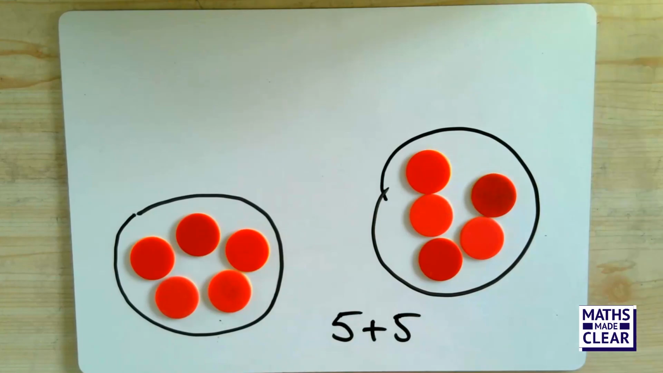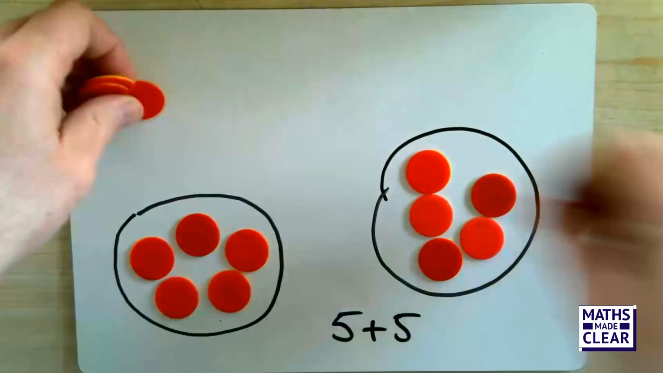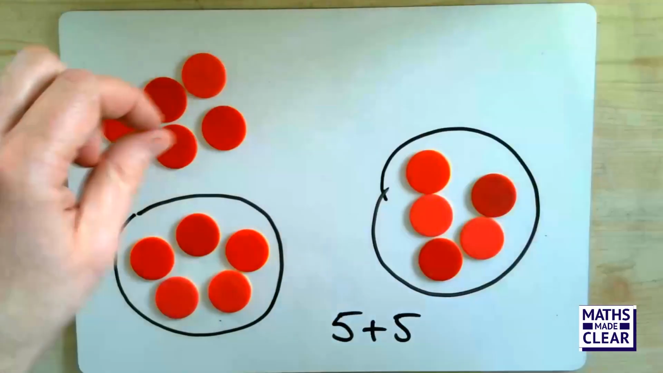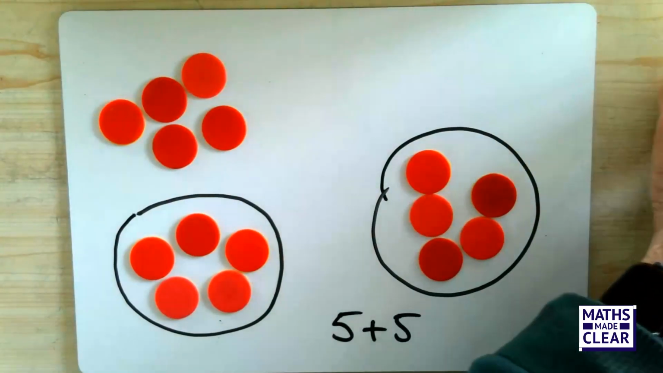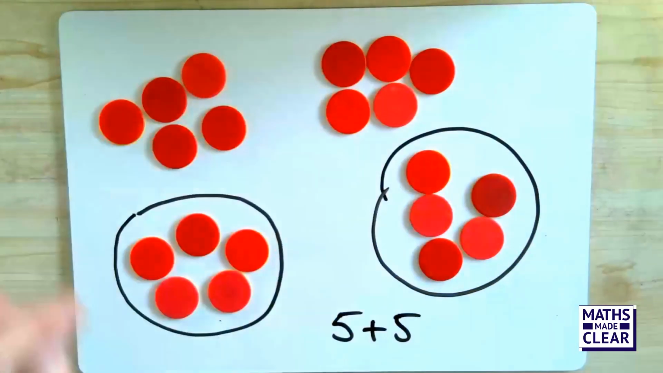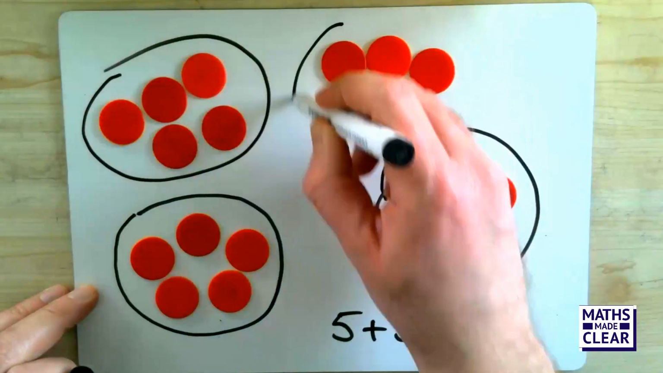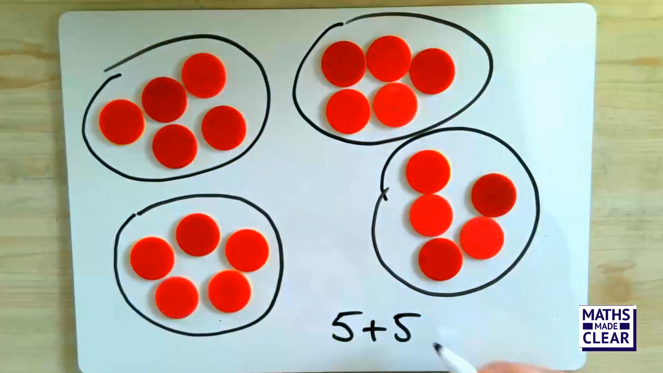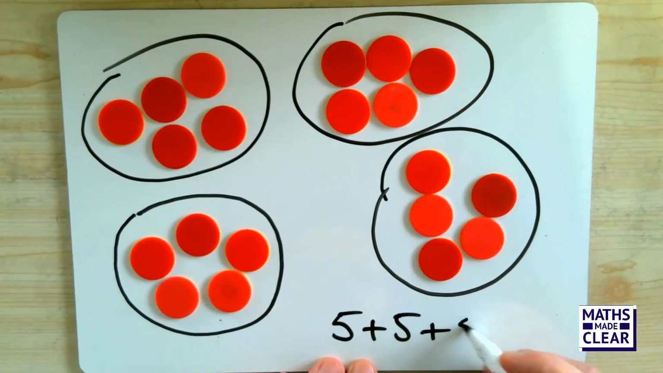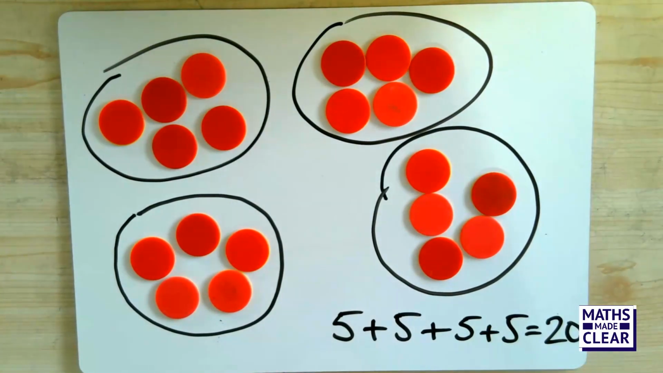What about then if we had 2 more bags, making 4 bags of 5 apples? How many would we have then? Well, again, we can just count the number of apples we've got. We've got 5 and another 5 and another 5 and another 5, which equals 20. So the total number of apples is 20. It's important to say that when we're thinking about multiplication, it seems complicated, but actually all it is is repeated addition.